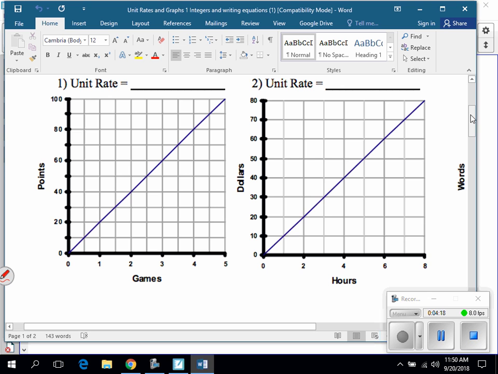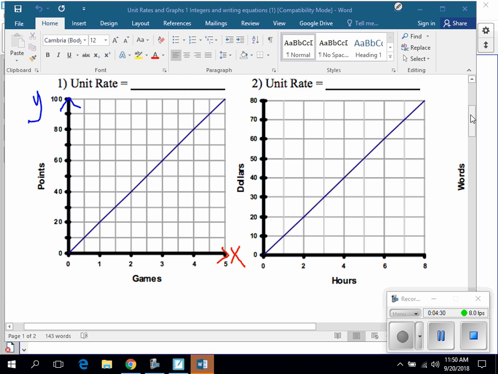I want you to label the x-axis. That's the x-axis, and over here, remember, this is the y-axis. We're only showing the first quadrant. That's the only part of the graph that we're going to look at, just quadrant 1, and that's how it's usually going to be on the EOG. On the x-axis, there's a word that says games. That's what x represents. And on the y-axis, you see the word points. So y represents points.